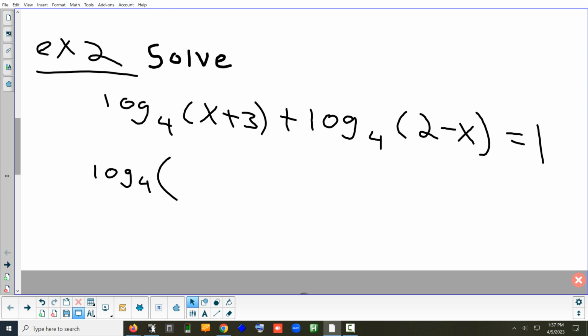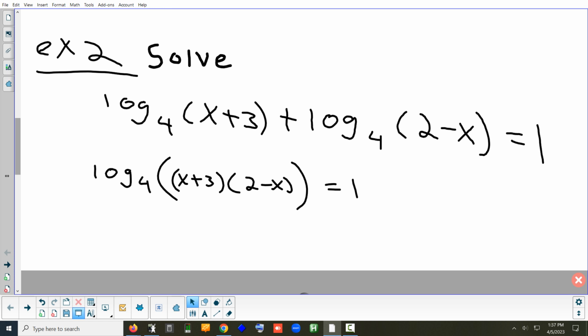All right, so we had 2 logs that are being added. How do you combine the 2 arguments to a log when there's an addition sign? Yep, you're going to multiply them. So you put your first argument times your second argument. And that's still equal to 1. Okay, now we need to do this out.